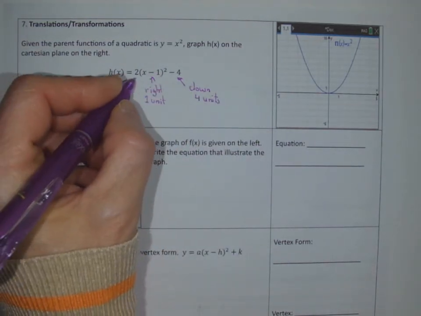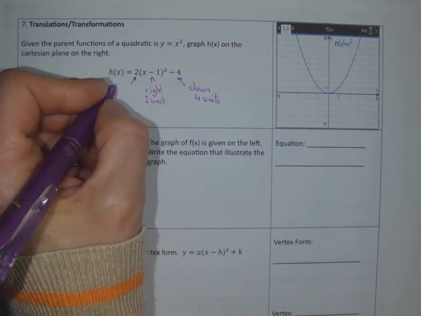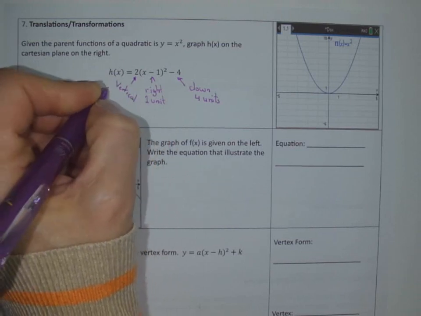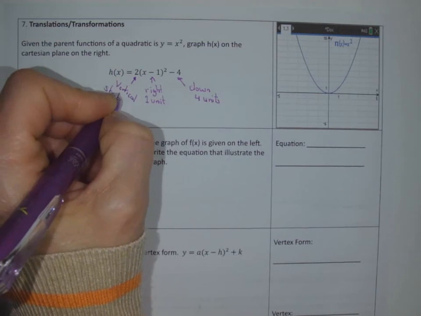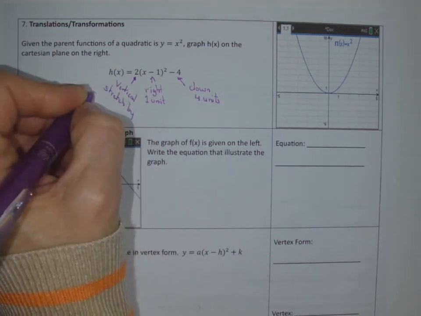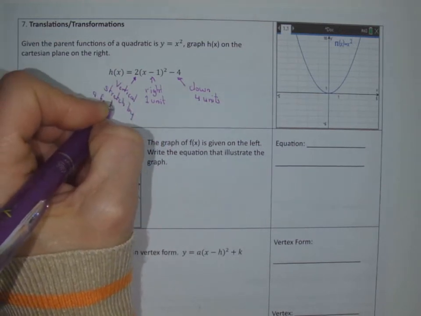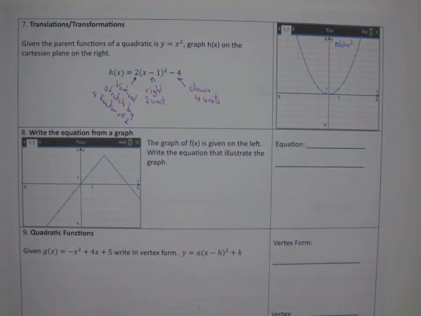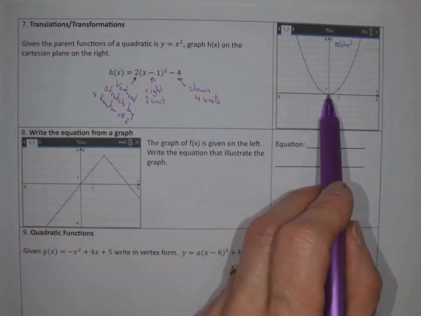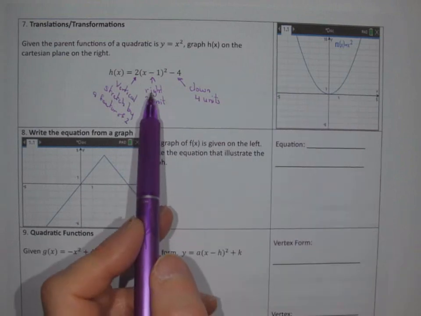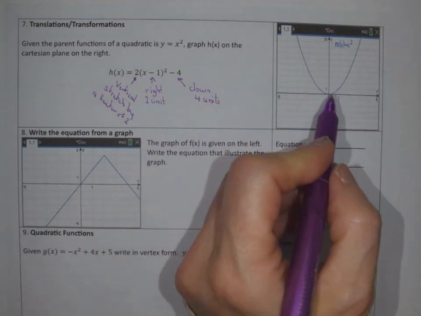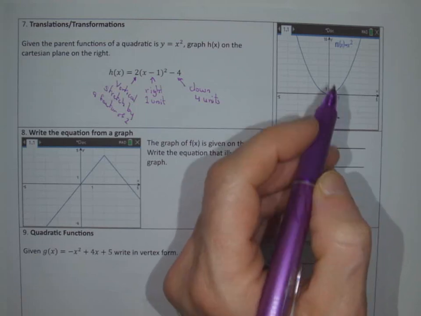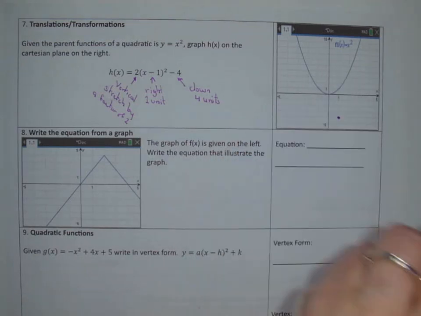And then the number in the front here, the coefficient, is going to be a vertical stretch by a factor of 2. Okay, so now that we have all of that figured out, from the parent function's vertex, we're going to go right 1 unit and down 4. So to the right 1 and 1, 2, 3, 4. So I'm going to be right here with my new vertex.